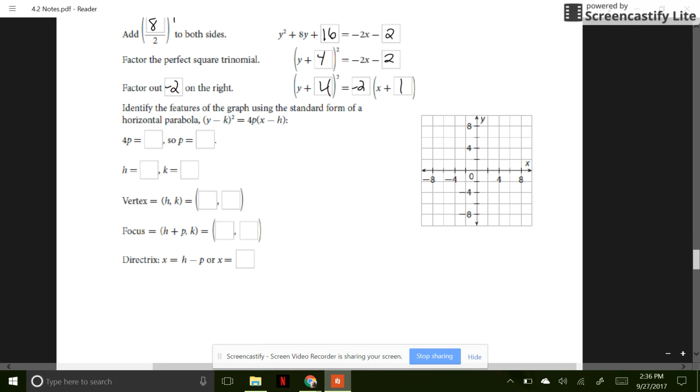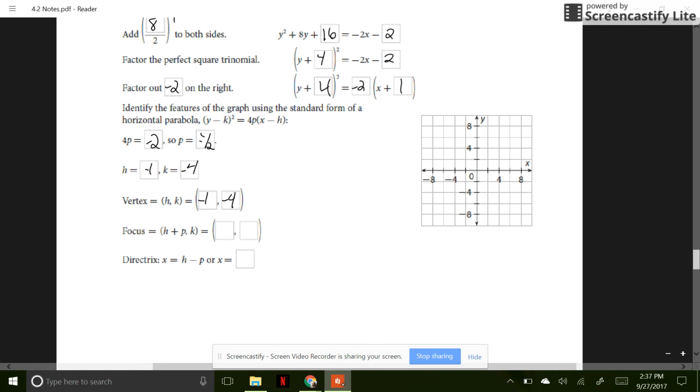So we identify these key features from our equation that we have. 4p is -2, which means p is -1/2. H is -1, K is -4. So our vertex is going to be at -1, -4.